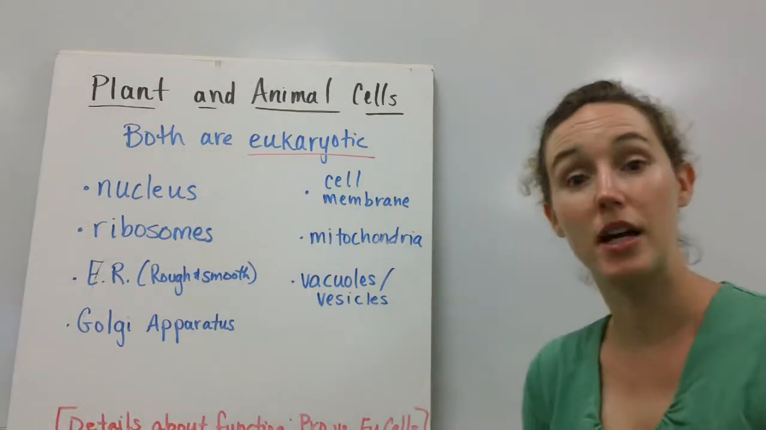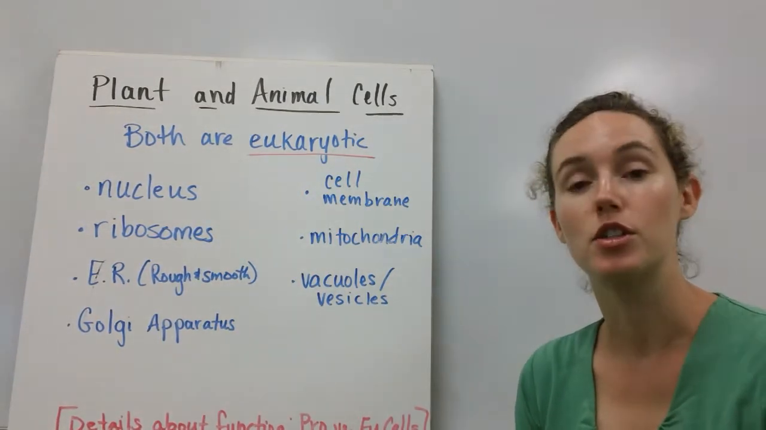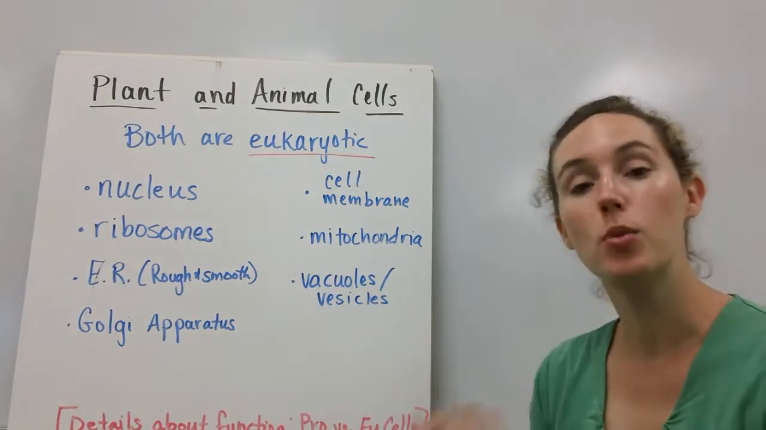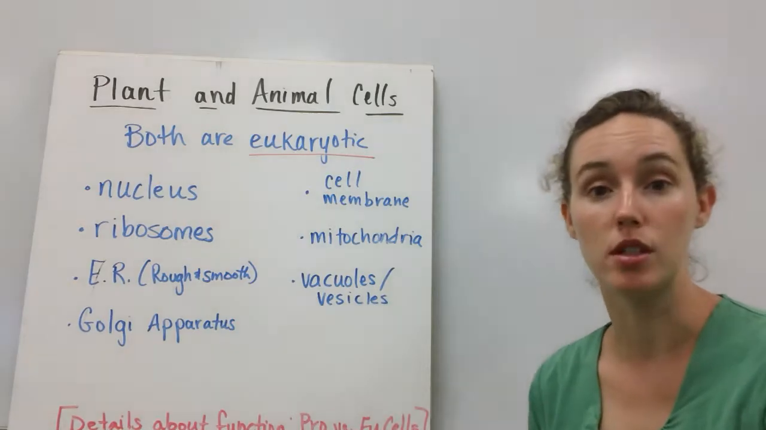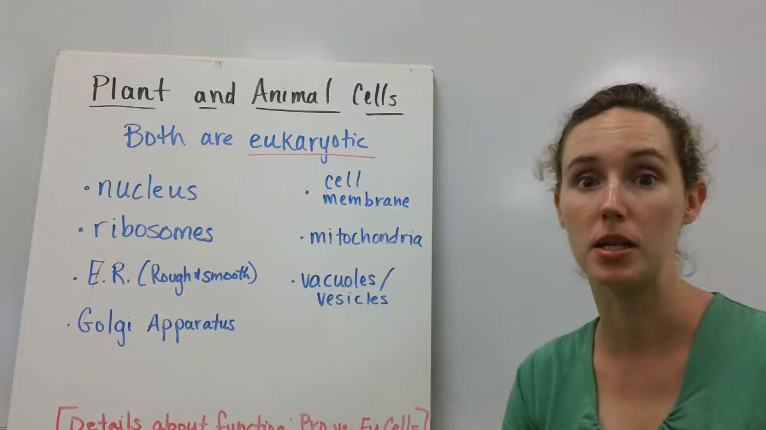This video is about the differences between plant and animal cell structure, their cell shapes, and the way that those cells reproduce. It's important to remember when comparing plant and animal cells that they are both eukaryotic, which means they're going to have certain organelles in common.